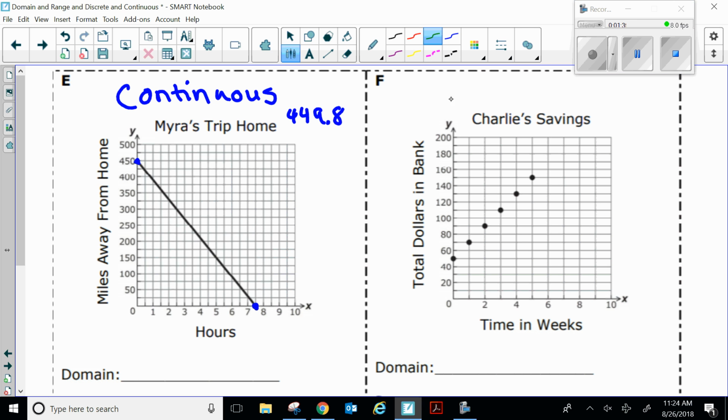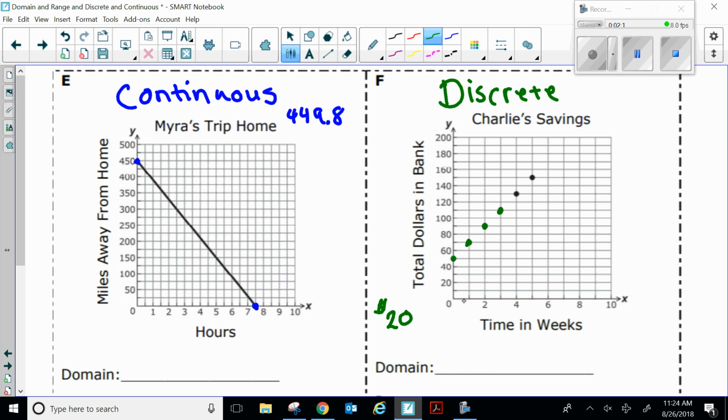Charlie's savings is considered discrete. This is a discrete relationship because Charlie is starting with $50 in his bank account. And then after 1 week, he has $70. And after 2 weeks, he has $90. After 3 weeks, he has $110. He's clearly increasing by $20 each week.